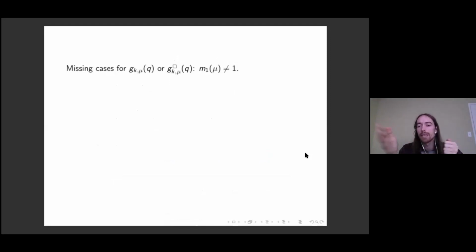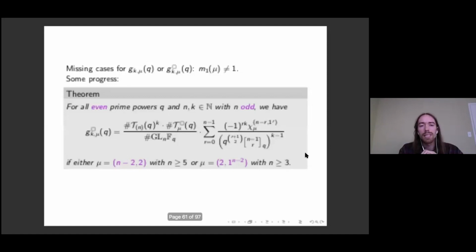Okay, and so of course some of the missing cases that I haven't addressed. The main thing is that if the multiplicity of 1 in mu is not 1, I don't know in general what's happening there. I'll try to motivate in a bit why having that multiplicity of 1 equal to 1 made things so nice. But at least some progress that I stuck in my thesis at some point.